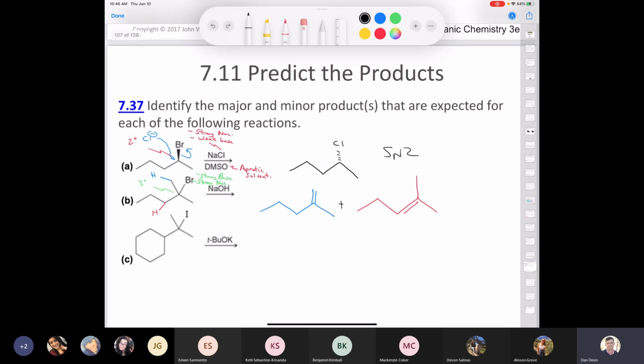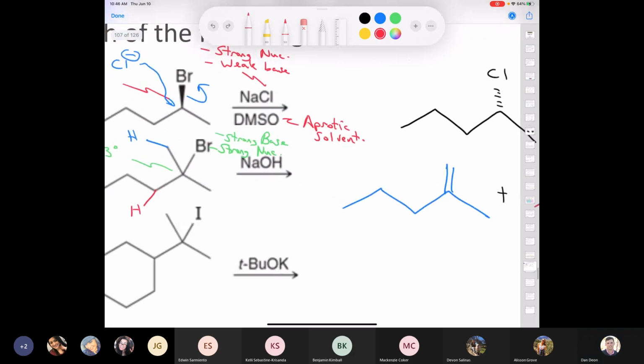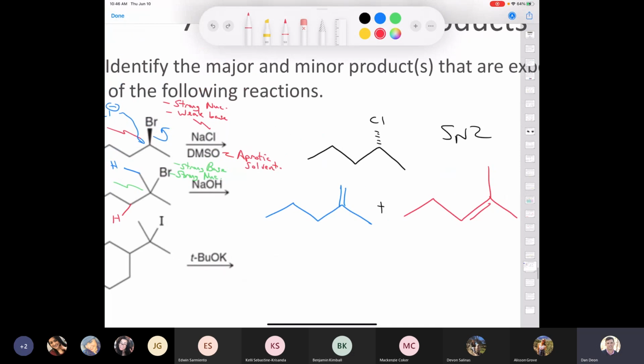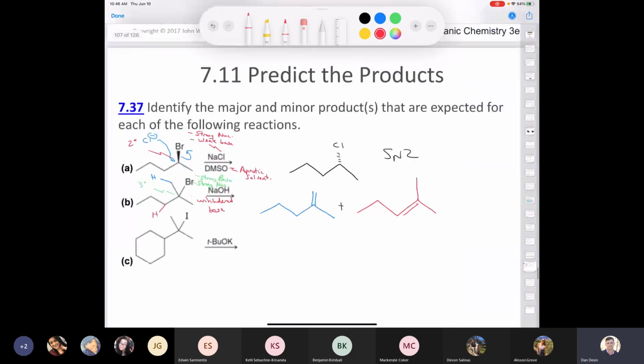So who could tell me which one you think would be the major product? Remember, this is a non-hindered base. Would it be the red one or the blue one? Which one would predominate if I have an unhindered base? Maybe I could write that down here: unhindered base. Yeah, absolutely, it's the red one.